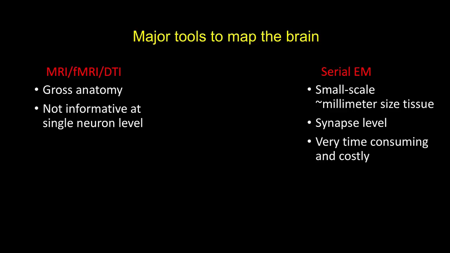On the other hand, there are serial EM methods, where one produces thin slices of the tissue and then maps it at very high resolution. So you reach the synapse level, even more detailed than synapses: you can see individual vesicles and details of the cytoskeleton with this method.